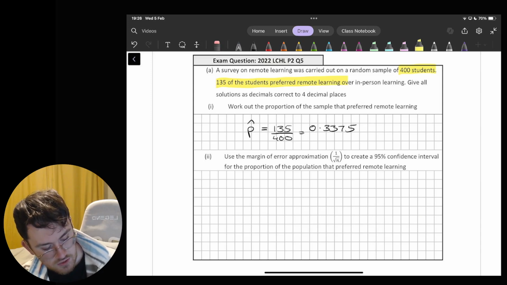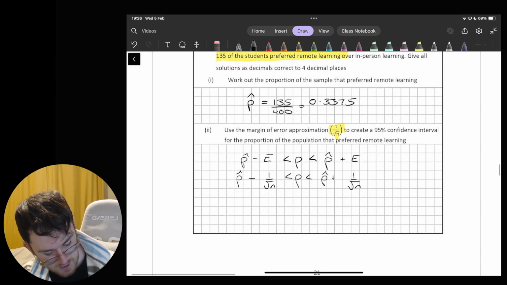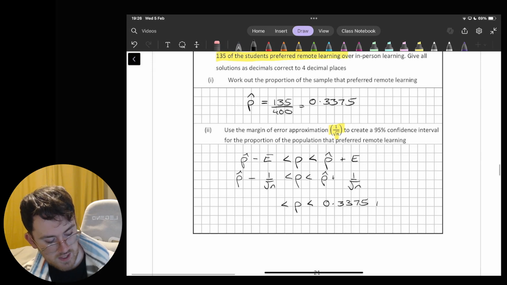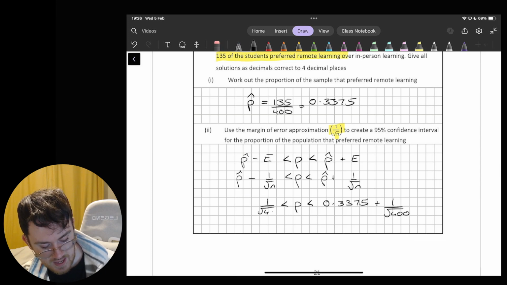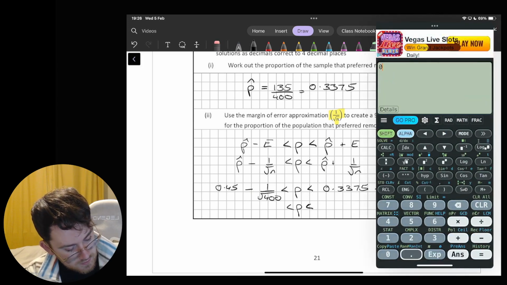Next question asks me to use the margin of error approximation to create a 95% confidence interval. So I know my 95% confidence interval is p hat plus the error, p hat minus the error. They've told me here to use the margin of error approximation, which is 1 over root n, so that's what we'll use. Let's fill in any values we can. We know the proportion here is 0.3375. We know the sample size was 400. I'm expecting that that will cause a smaller margin of error than we saw in the first example. So let's try it out.